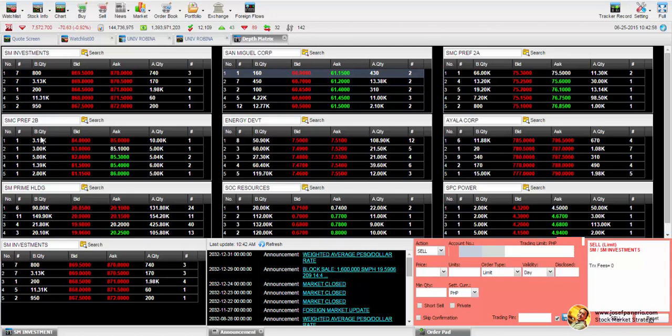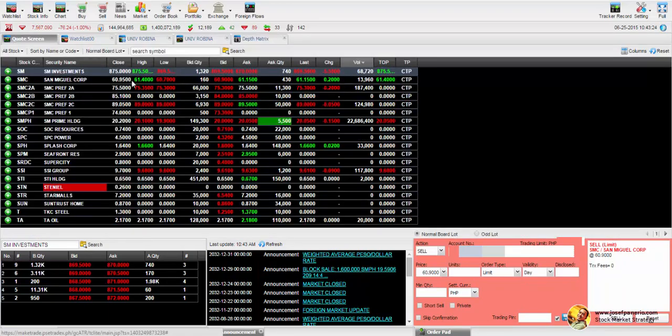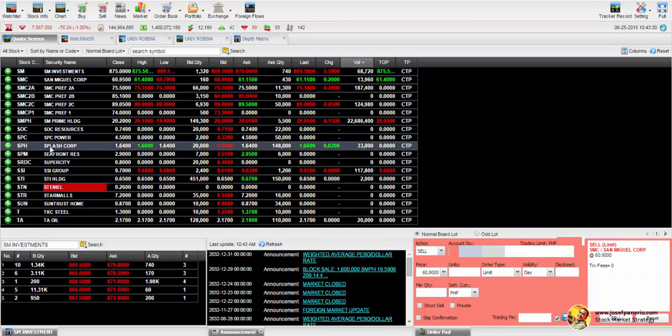So what you need to do is pick a stock, then just go buy. But the easiest and faster way is just pick the stock, click on it, double click on it, then this window here will be updated. So let's go to the code screen. For example, we want to buy Splash Corp, SPH. Then you notice this is updated as well. And let's say we change our mind and we are going to buy TKC Steel.